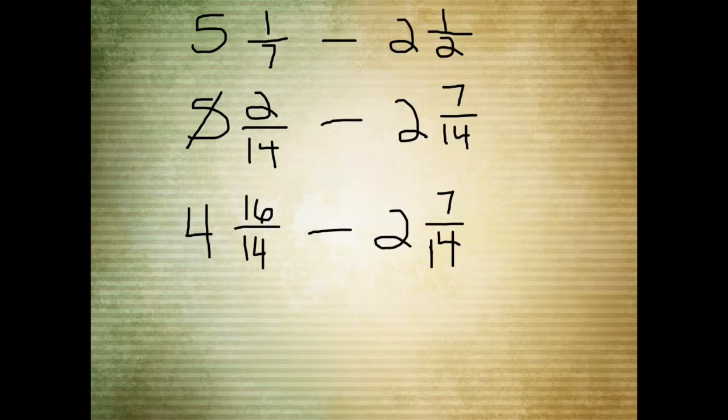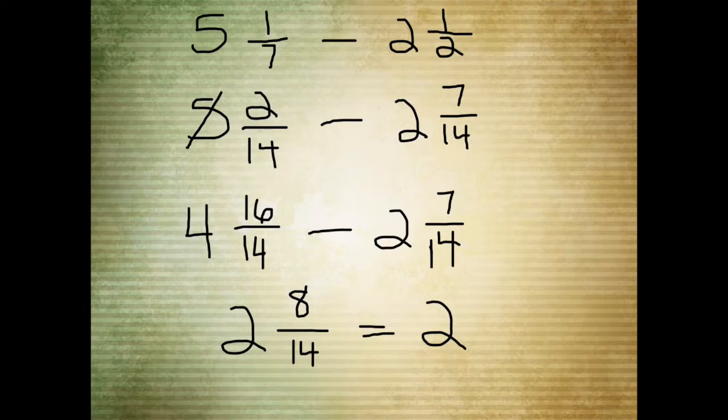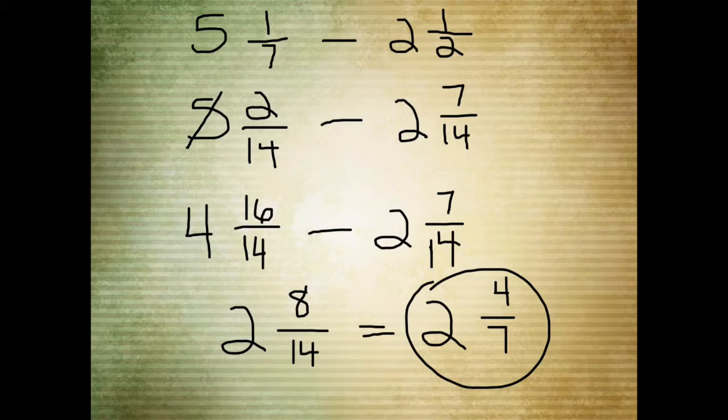Now we do just what we did in the previous problem. We'll subtract the whole numbers. 4 minus 2 is 2. And then we'll say 16 minus 7, which gives us 8 over 14. But we're not done. We need to go ahead and change the fraction to simplest form. So we'll say 2, and we'll divide the top and the bottom by 2 of the fraction. And 8 divided by 2 is 4. 14 divided by 2 is 7. So our final answer is 2 4/7.